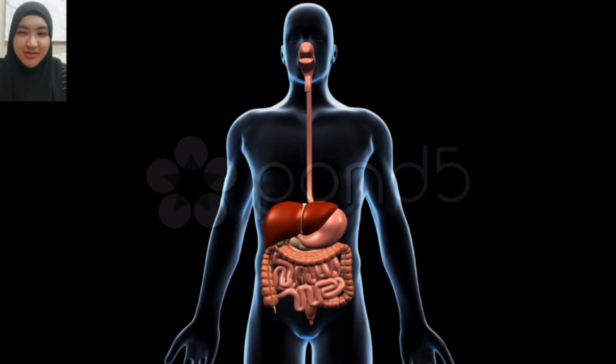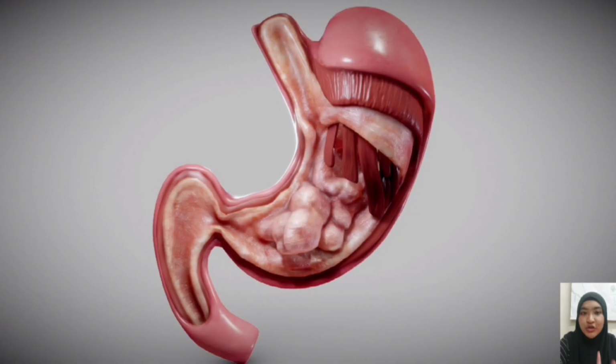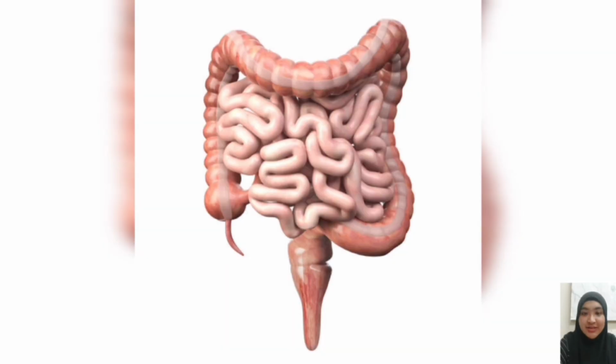First of all, I would like to talk a little bit regarding protein. Proteins are large molecules that are made of amino acids. The amino acids are linked together by peptide bonds to form a polypeptide chain. Now, since we already cover and know what protein is, I'm going to talk about the digestion of protein. There are two main places where protein digestion occurs, which is the stomach and small intestine.